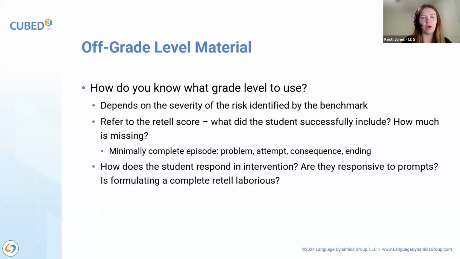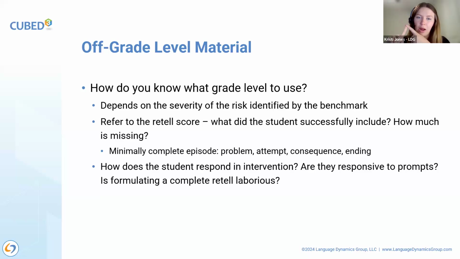Well, first, it's going to depend on the severity of the risk identified by the benchmark. If we've got a kiddo who is at moderate risk, they may be able to get by with grade level material. It entirely depends. If they are kind of borderline for high risk to moderate risk, maybe we want to tone it back a little bit. You want to refer to the retell score in particular and look at their retell and the narrative discourse complexity. What parts of the story were they able to successfully include on their own? How much of the story is missing? Do they have a minimally complete episode?